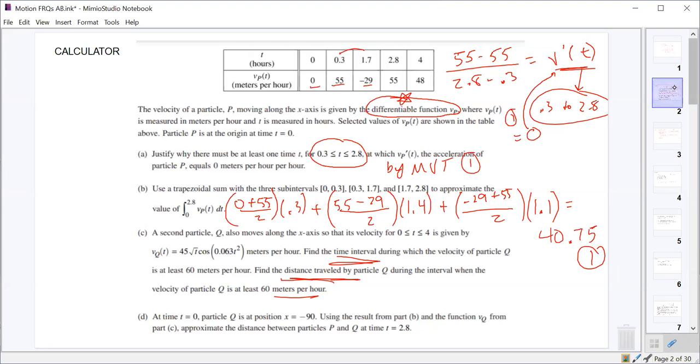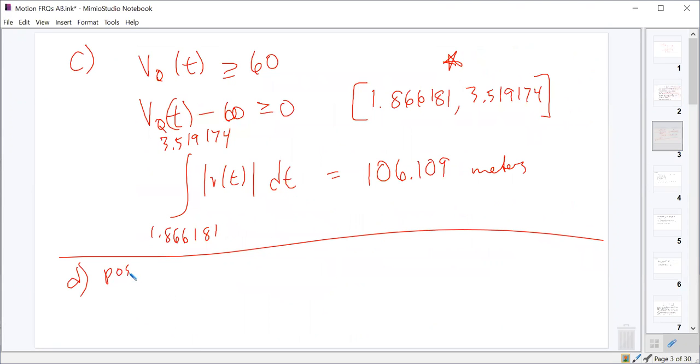Now we've got all of that in there for people that have left early or didn't show up today. Part D, at time 0, particle Q is at x equals negative 90. We want to use our result from B and v sub Q from part C to approximate the distance between the particles at t equals 2.8. So we need to find the position of P at 2.8. What's the position of P at 2.8? That's our answer from part B, right? Which was 40.75.